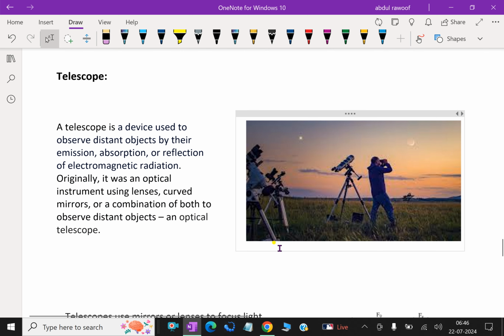Now, what is a telescope? The telescope is a device used to observe distant objects by their emission, absorption, and or reflection of electromagnetic radiations. Originally, it was an optical instrument using lenses, curved mirrors, or a combination of both to observe distant objects, an optical telescope. Actually, the telescope is used for distant objects like in the sky. We can look through a telescope. We can find the different planets, stars. We can use telescopes to see things which are at very far distances.